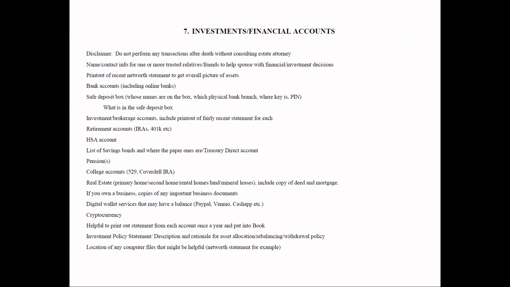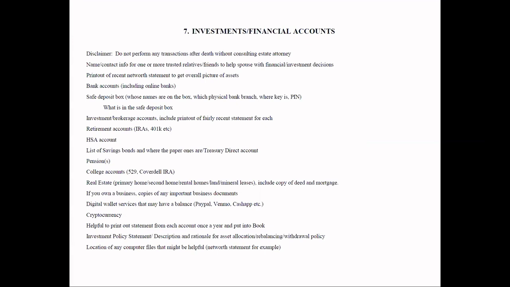Then you want to list every single account: bank accounts, online banks, and the safe deposit box, including whose name is on the box, which physical bank branch, where the key is, and the PIN, which we mentioned earlier. You may also want to list what is in there, such as savings bonds and car titles, so that person knows that if they want the car title, it's in the safe deposit box.